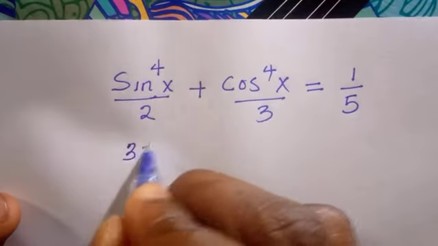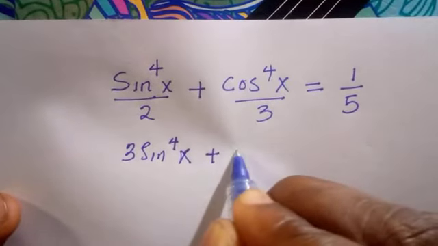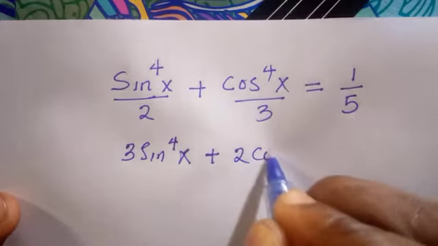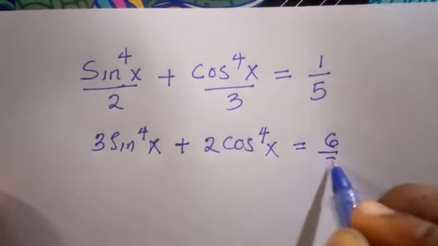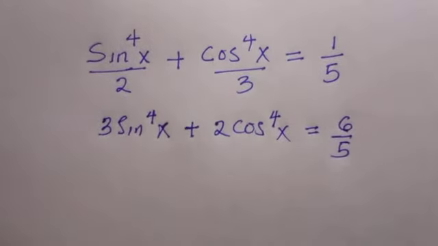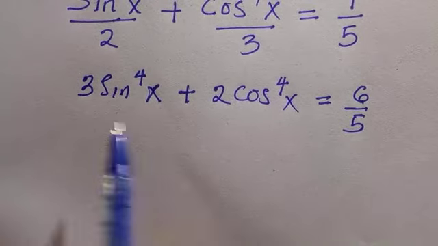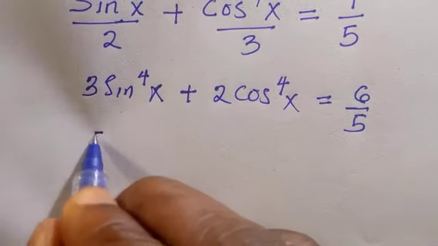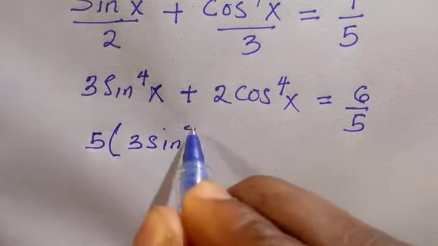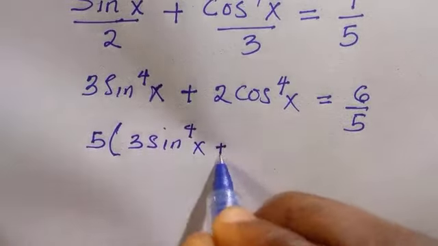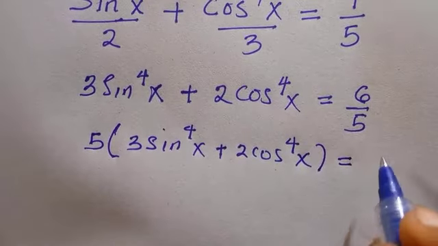By doing that, this reduces to 3 sine raised to the power 4x plus 2 cos raised to the power 4x equals 6 divided by 5. The next thing we are going to do is cross multiply, multiplying the left hand side by 5, and we have 5 bracket 3 sine raised to the power 4x plus 2 cos raised to the power 4x equals 6.